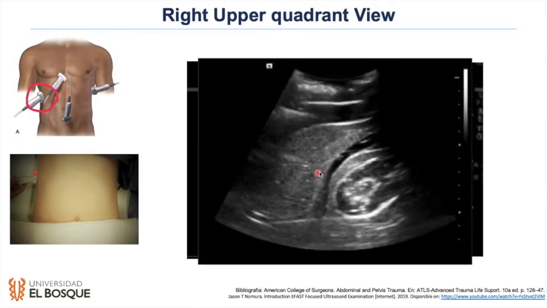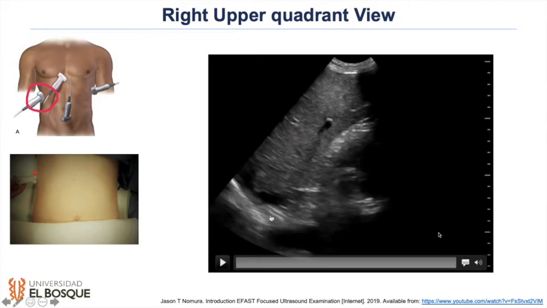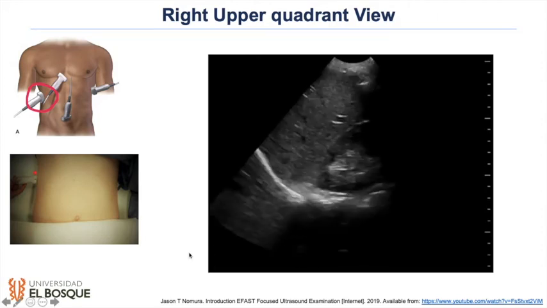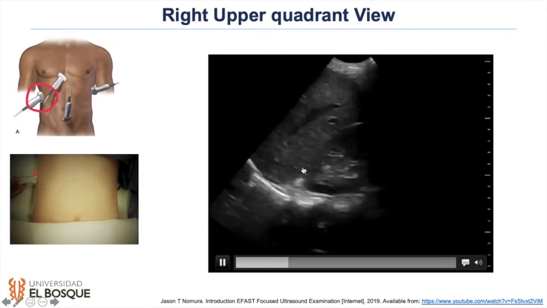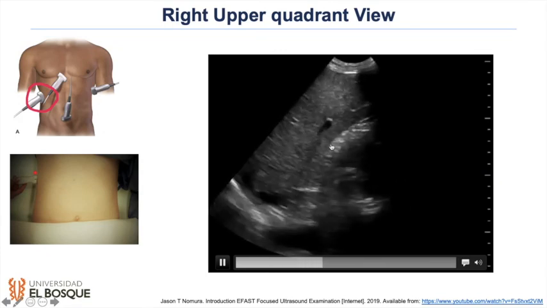You can see here that in the pouch, in Morrison's pouch, there is blood or free fluid in the abdominal cavity. So this is a positive study, with anechoic appearing blood. It pulls at the interface and creates the black layer that separates these two organs. So this is what you're going to see in an abdominal hemorrhage. This is the liver, this is the kidney, and here is Morrison's pouch.